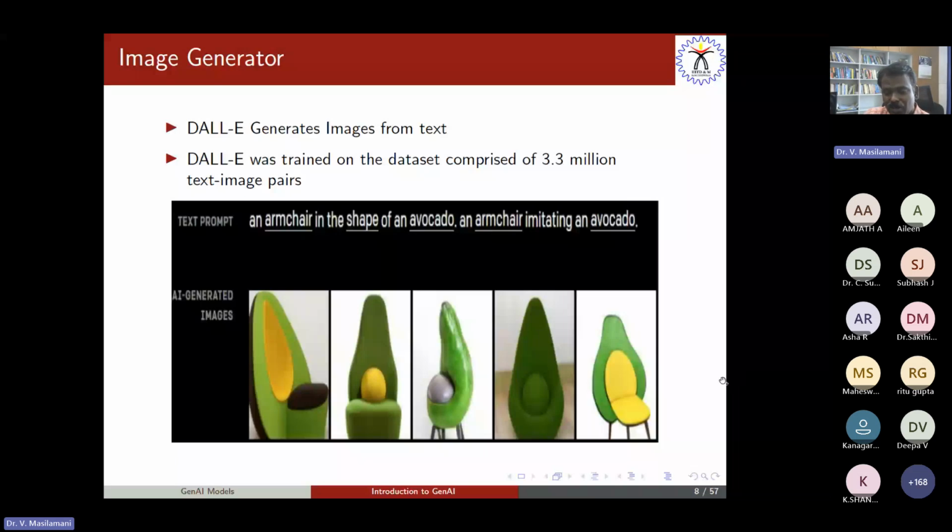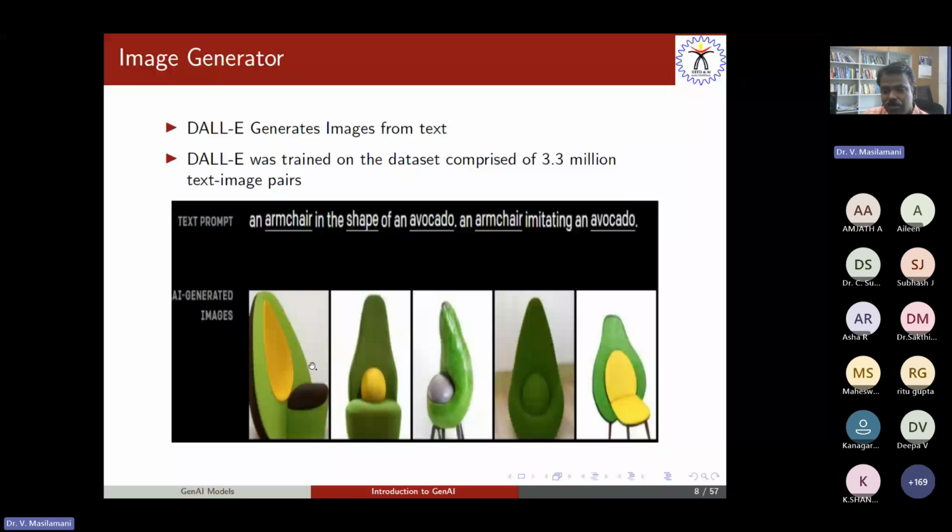Suppose you want to generate a lot of image data for training purposes, or for any other purpose. You just give the command to the model in terms of text, and the model will give the images that you want. And the semantics of these images match the semantics of the text you have given.